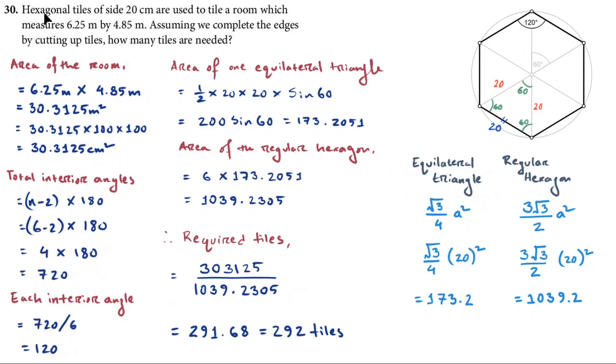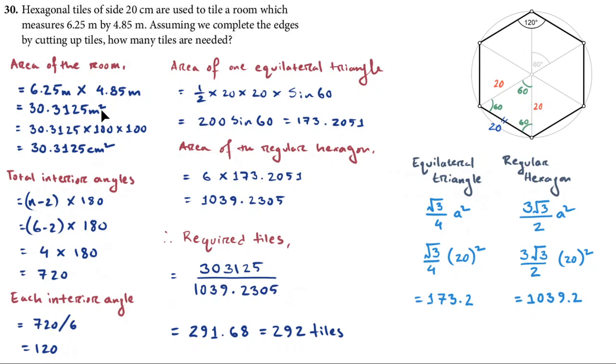In this question, it says hexagonal tiles of side 20 cm are used to tile a room which measures 6.25 meter by 4.85 meter. Assuming we complete the edges by cutting up tiles, how many tiles are needed? Let's find the area of the room first. Since it says it's 6.25 meter by 4.85 meter, we just need to multiply it.